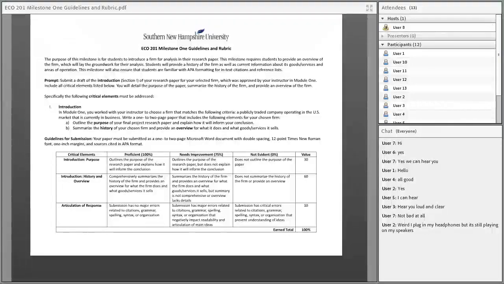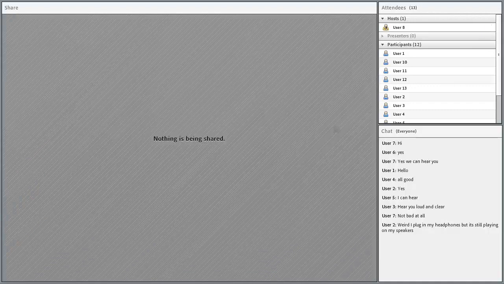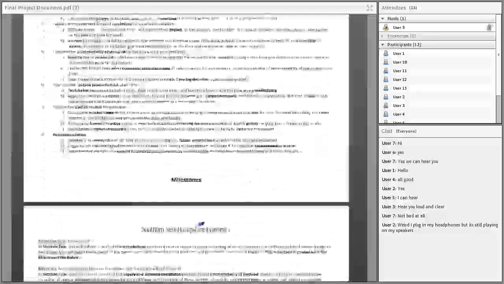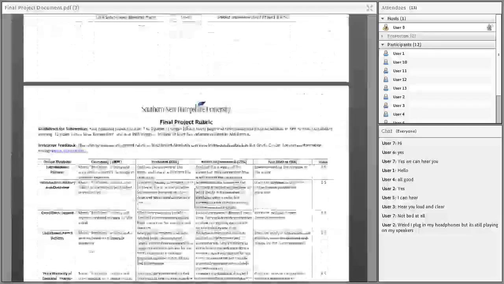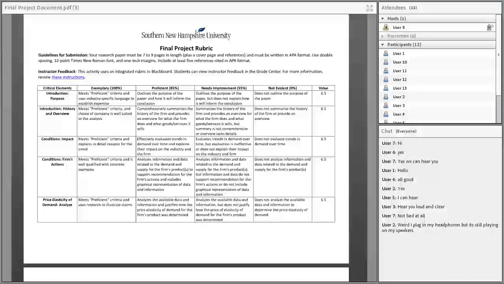So when you open the, oh, this is an old one, milestone 1. Looking for the other one. Final project guide. Let me see if I have it loaded on Adobe. So the category of exemplary, here it is. The category of exemplary, as you can see, requires you to provide additional insight regarding your firm.